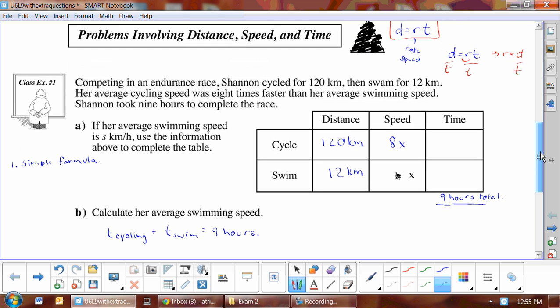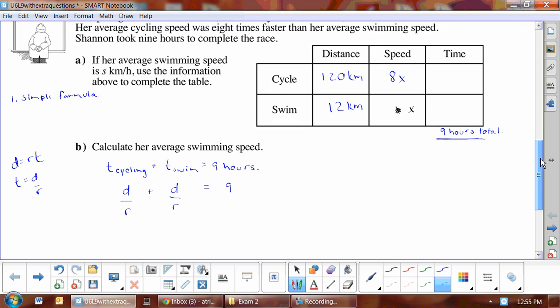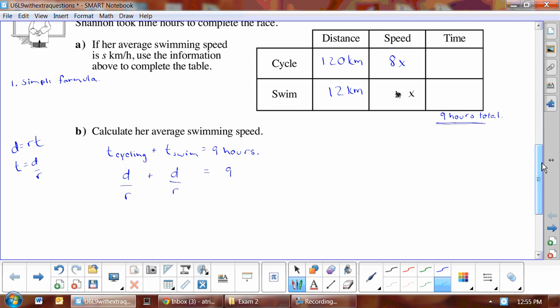And then we say, well, we know that distance is equal to rate times time. And so if we want to put this in terms of time, we know that time is equal to distance over rate. So we'll go distance over rate for cycling plus the distance over rate for swimming is equal to 9 hours. Okay, so all we're doing is we know that distance over rate is equal to time, so we're subbing that right in for time. We'll even put a C here and an S here for cycling and swimming.